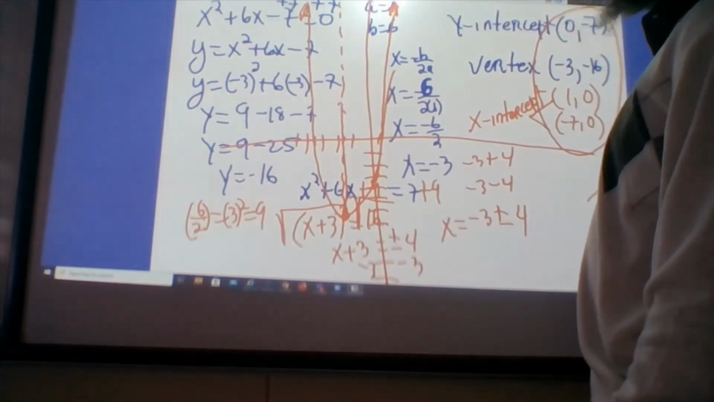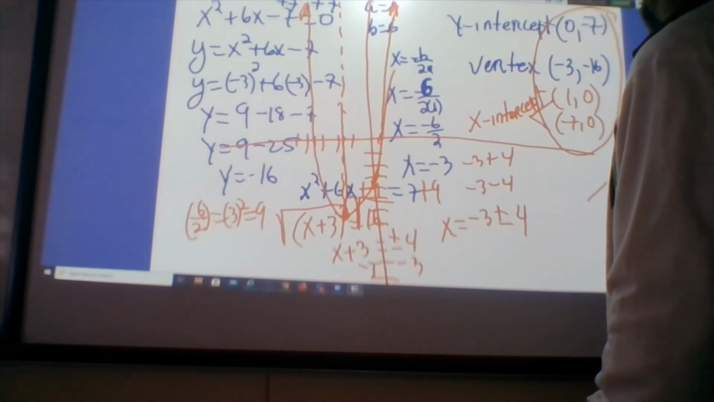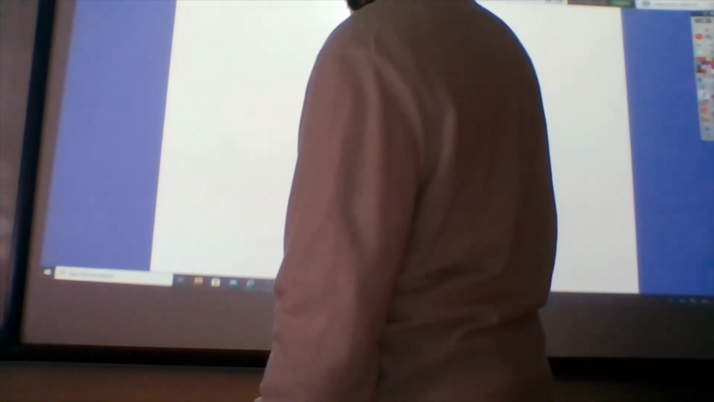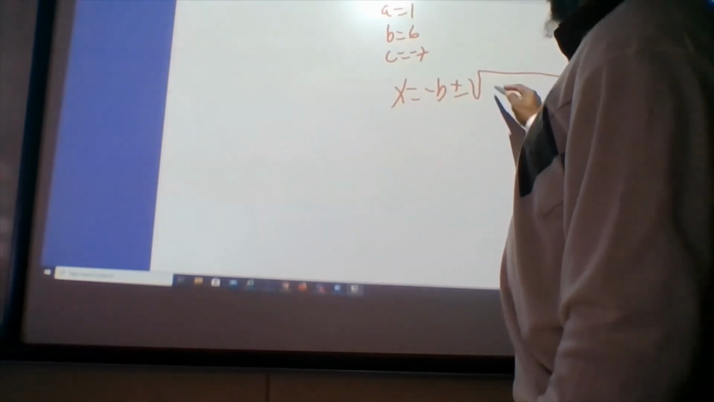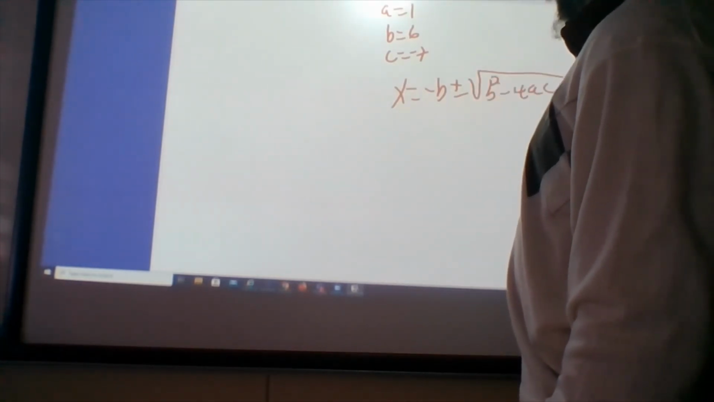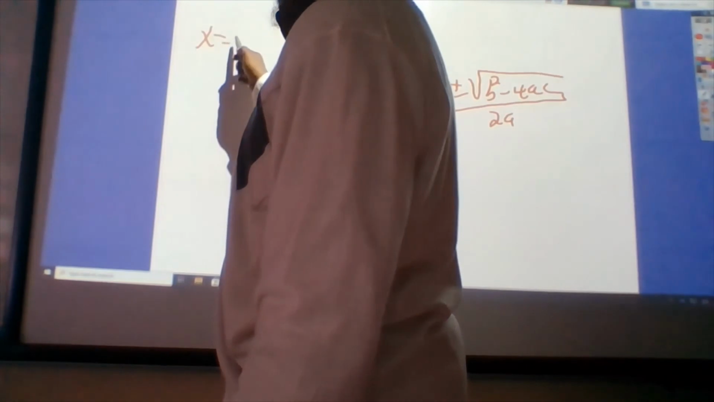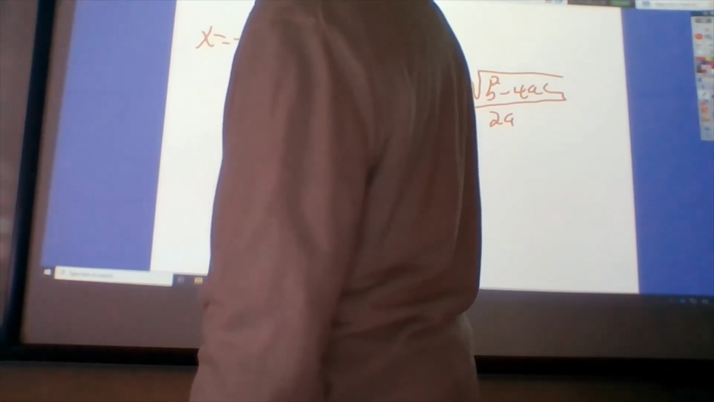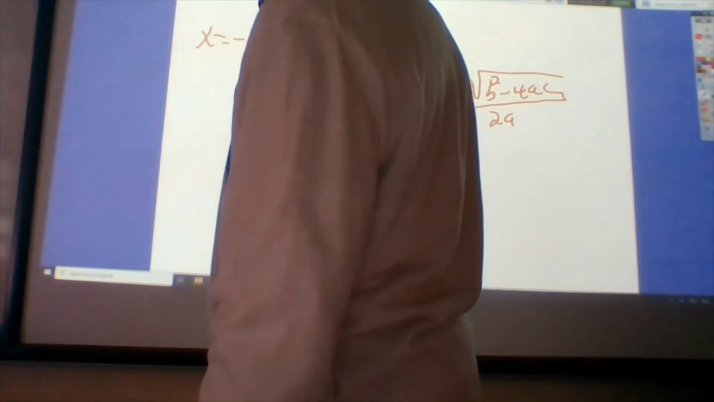So let's solve that problem again by using the quadratic formula. So that our two main concepts are to find the x-intercept by using the quadratic formula. In this case, a was 1, b is 6, and c was negative 7. And the formula is x equals negative b plus or minus the square root of b squared minus 4ac, over 2a. All right, so we're going to replace that. So we'll have x equals minus b, which is 6, plus or minus 6 squared minus 4 times 1 times c, which is negative 7, over 2 times 1.